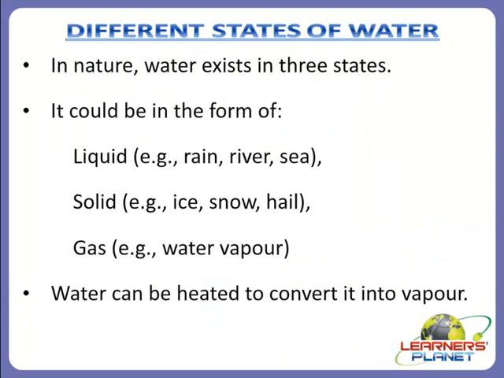Now you must be very familiar with this, that in nature water exists in three states. It could be in the form of liquid, for example rain, river, sea, or it can be in the form of solid, for example ice, snow, hail, or it can be in the form of gas, for example water vapor or steam. So basically there are three basic states of water: solid, liquid and gas. However, we know that there is also a fourth state of matter, but we will discuss the three of them.